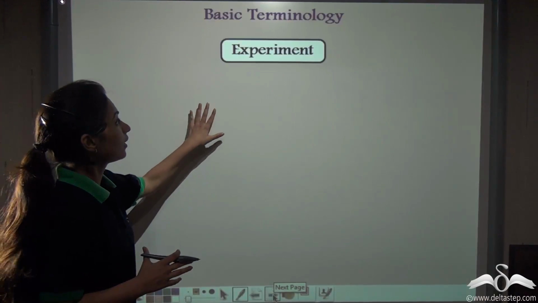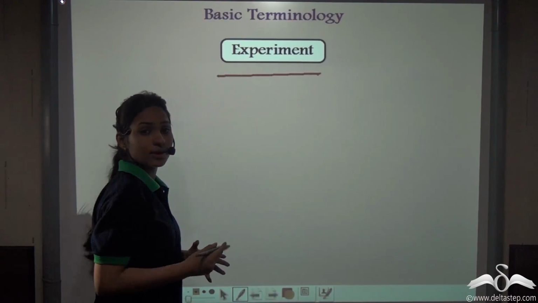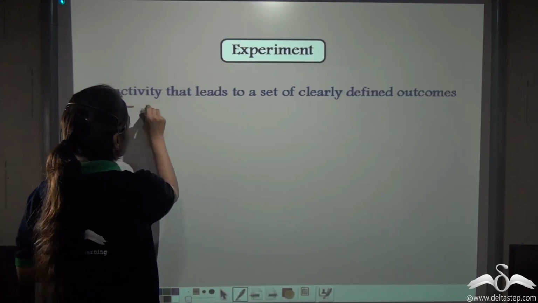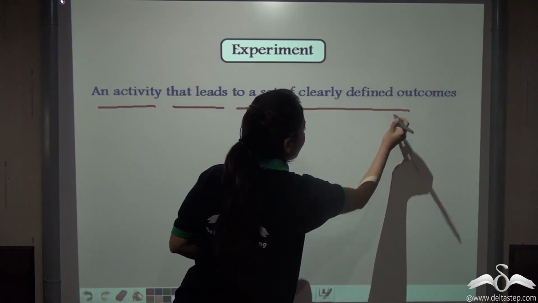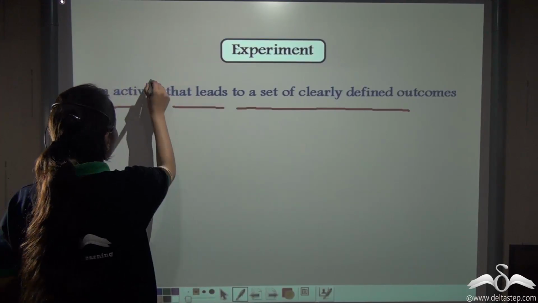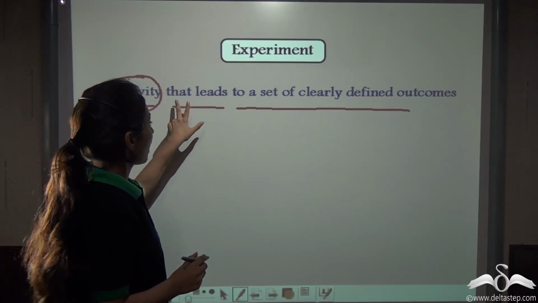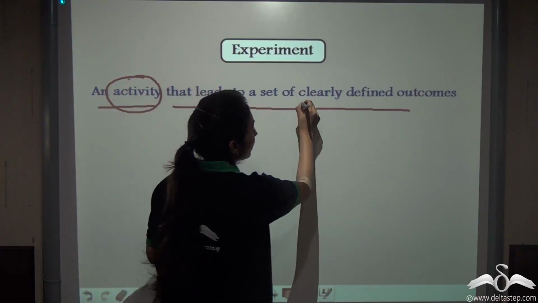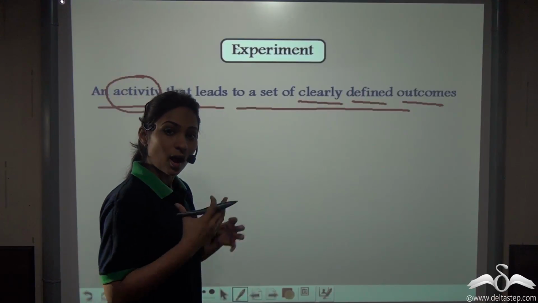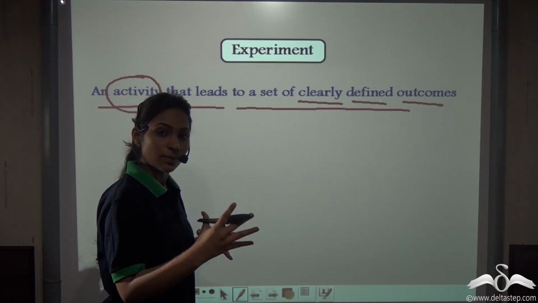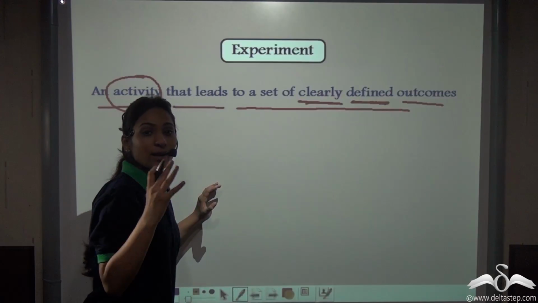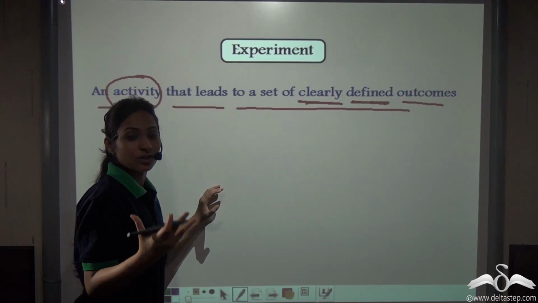So the basic term in probability is experiment. Now what is an experiment? Well, in probability, an experiment means an activity that leads to a set of clearly defined outcomes. Now what does that mean? Let's go slowly. An activity is something that takes place that leads to a set of clearly defined outcomes. Any activity will lead to a result, an outcome. So an activity will lead to some outcomes, and those outcomes should be clearly defined. We should know what can be the outcomes of that situation or that activity.